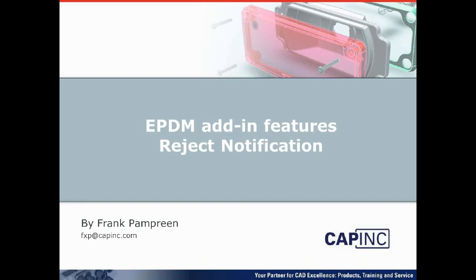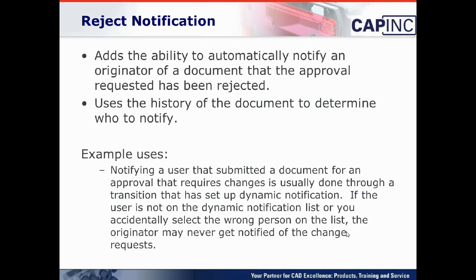This is part 3 of a 4-part series of demonstrations of features CatBank has to offer for ePDM. In this video, I will be discussing reject notification. Reject notification adds the ability to automatically notify an originator of a document that the approval requested has been rejected. It uses the history of the document to determine who to notify.